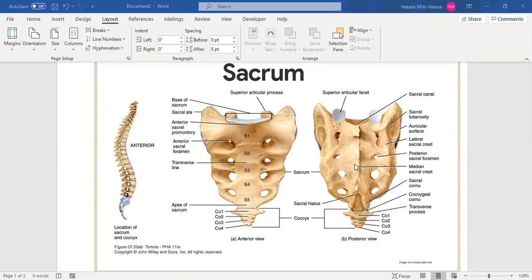Is that all the things? That's all the things. Cool. Those are all the bone markings listed on pages 1, 2, and 3 of your things to know in the skeleton for the axial skeleton. And I'll do bone markings for the appendicular skeleton, to be posted next week.